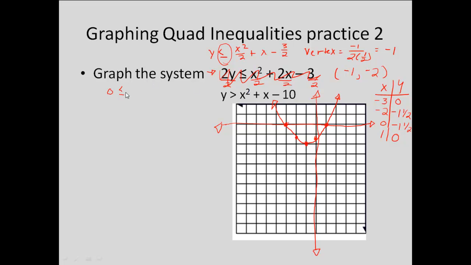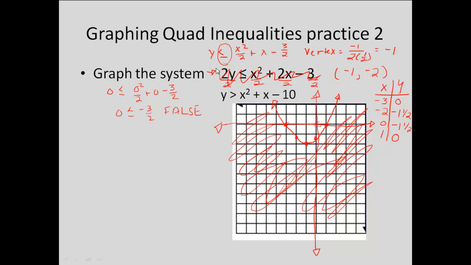So I have 0 is less than or equal to 0 squared over 2 plus 0 minus 3 over 2. Well, when I solve that out, I get 0 is less than or equal to -3 over 2. That ends up being false. So 0, 0, my test point, was not a solution for this, which means I'm going to end up shading the outside of my parabola, because 0, 0 was on the inside and it didn't work.